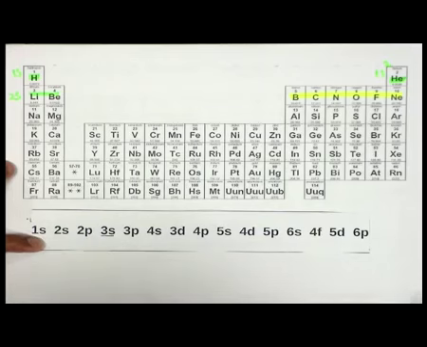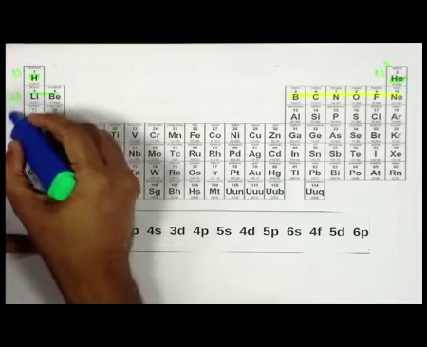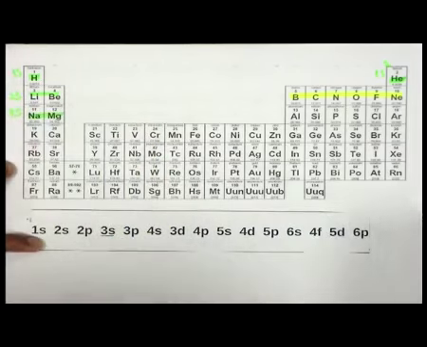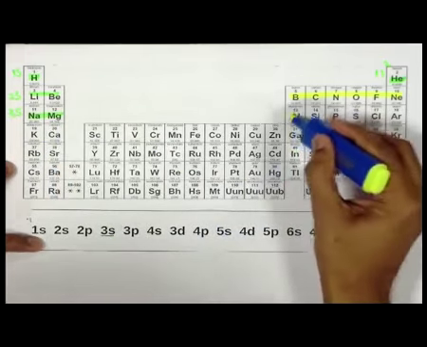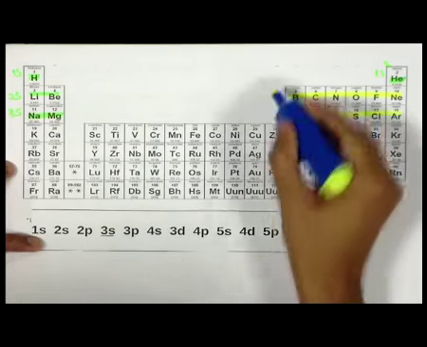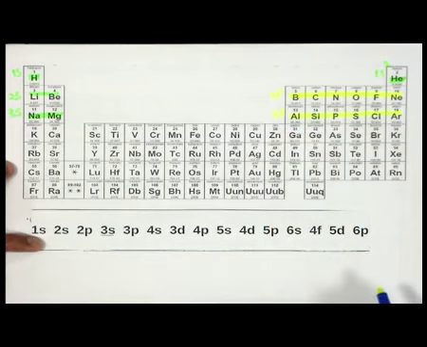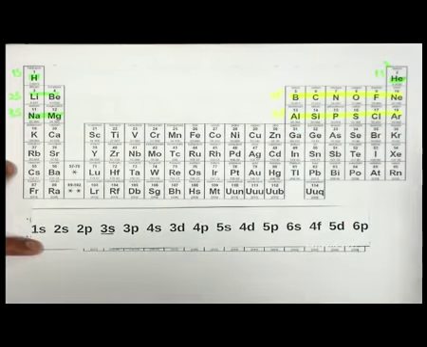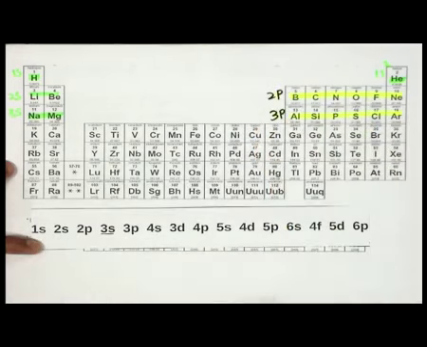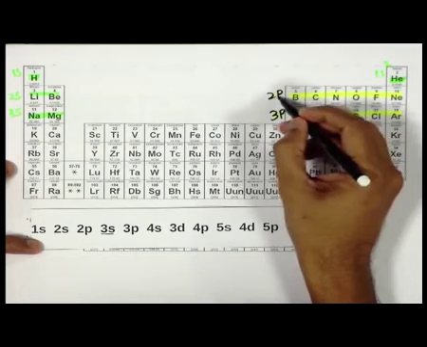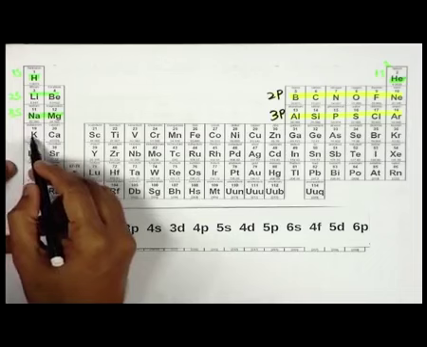When I start coming to sodium, which has 11, you already saw that I have to start filling 3s, and when I finish magnesium, 3s is finished. Then starting from aluminum to argon, in this case I filled 2p, and for aluminum I am filling 3p. So starting from boron, I started filling 2p orbitals, starting from aluminum I started filling 3p orbitals.